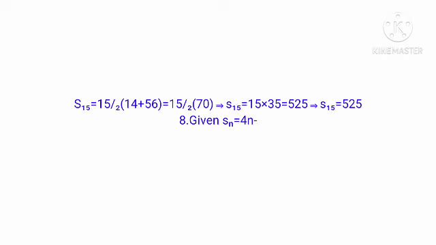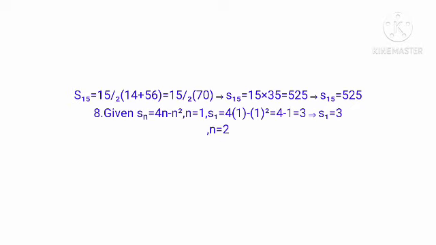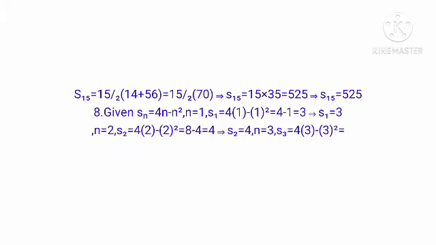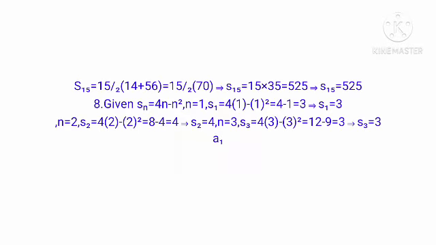Next, 8th question. The sum of n terms is given, that is Sn is equal to 4n minus n square. Same, n is equal to 1, substitute. S1 is equal to 4 into 1 minus 1 square is equal to 4 minus 1 is equal to 3, that is S1 is equal to 3. Now n is equal to 2, S2 is equal to 4 into 2 minus 2 whole square is equal to 8 minus 4 is equal to 4, S2 is equal to 4, and now n is equal to 3, S3 is equal to 4 into 3 minus 3 square is equal to 12 minus 9 is equal to 3, S3 is equal to 3.